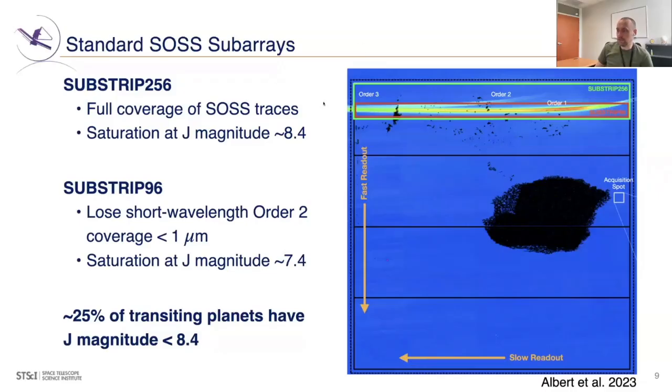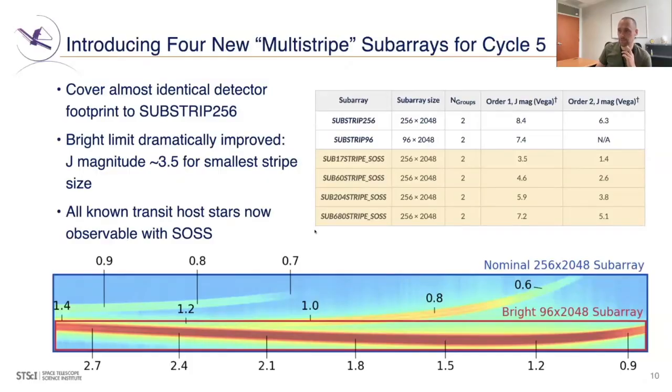So this is great because it gives us some flexibility, but there's some issues to it as well, and what kind of prompted the investigation of multistripe is that 25% of transiting planets have a J magnitude less than 8.4. So we really wanted to give that capability and kind of broaden the use case of SOSS, and that's kind of where these multistripe subarrays are going to come in.